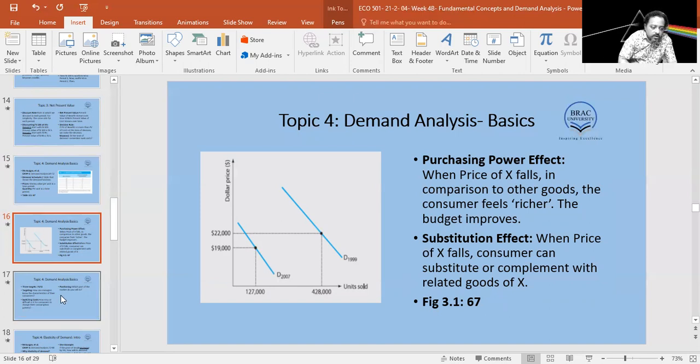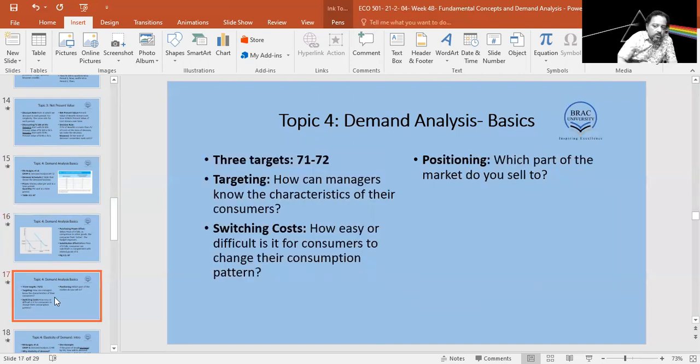And in the discussion class, we'll also focus on these 3 factors. These 3 factors are targeting: how do we target a group of customers? Switching costs: if we want to change our decision, there are some costs that we have to incur. And positioning: how do we position our good? That means how do we make it and present it in front of the buyer?